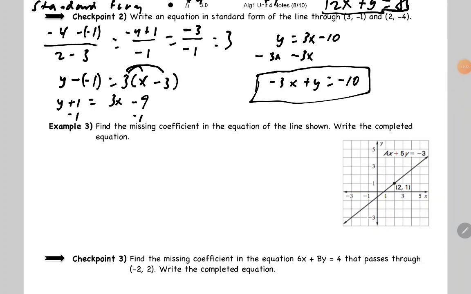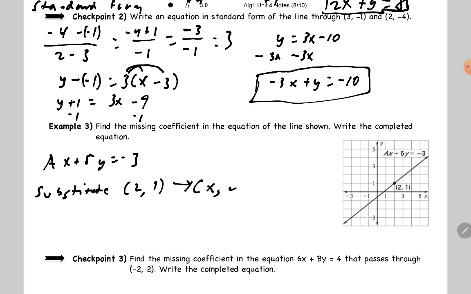Alright, example 3. Find the missing coefficient in the equation of the line. Then write the completed equation. So we're missing a: ax plus 5y equals negative 3. Okay, so they gave us a point. So I'm going to substitute 2 comma 1 for my x and y.